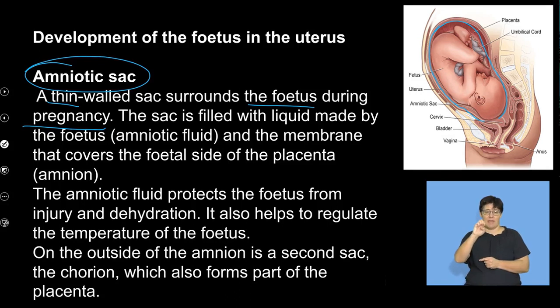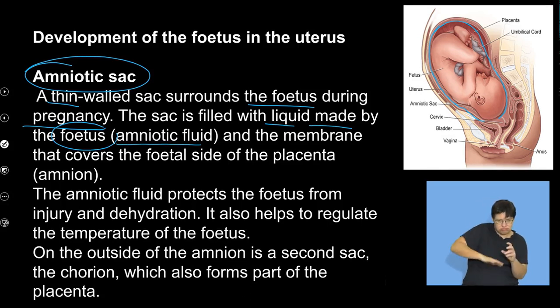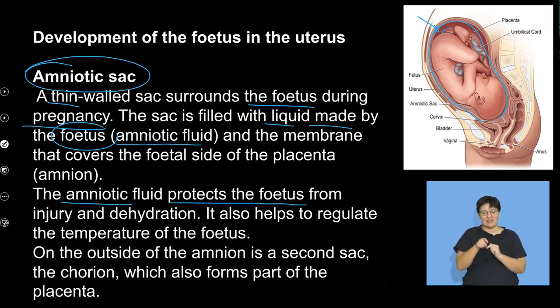This sac is filled with a liquid which is called amniotic fluid, which constantly surrounds the fetus. So within this amniotic sac, there is amniotic fluid surrounding that space between the baby or the fetus and the amniotic membrane. And this amniotic fluid plays an important role, which we'll discuss in a little while. It's important that the baby is enclosed in this membrane. Firstly, because the amniotic fluid protects the fetus from injury and dehydration. It also helps to regulate the temperature of the fetus.